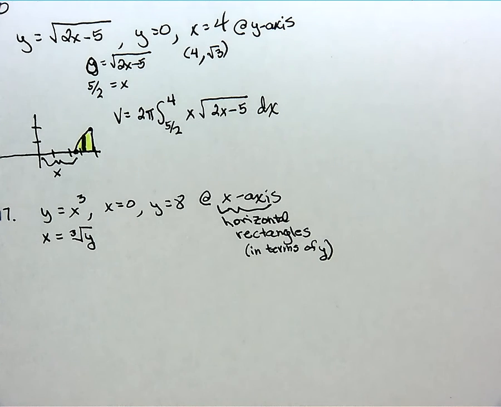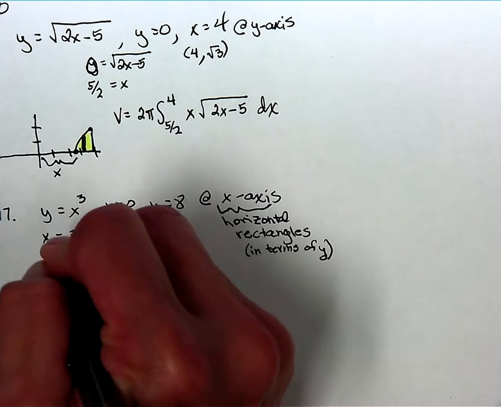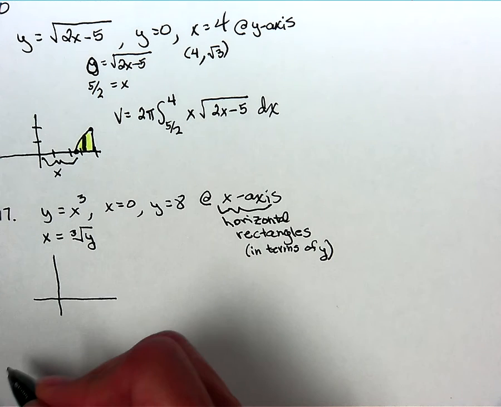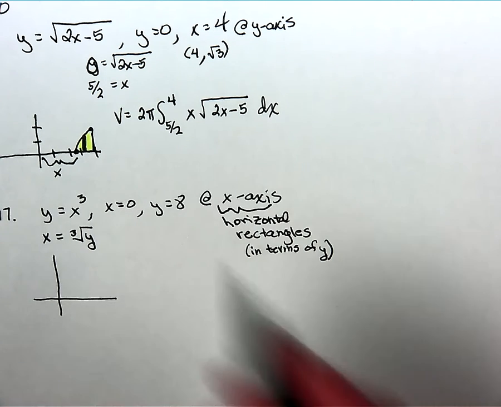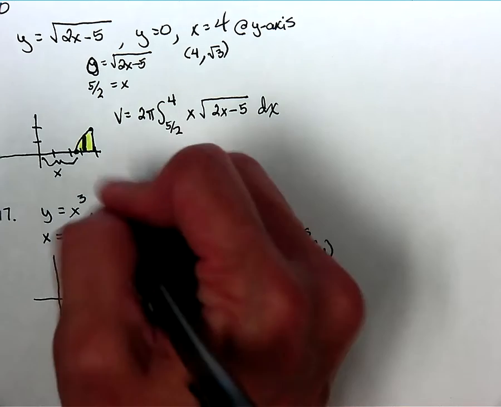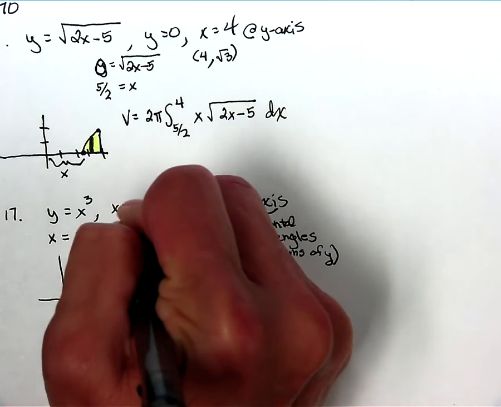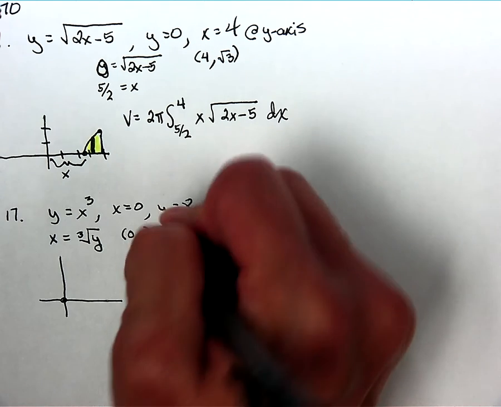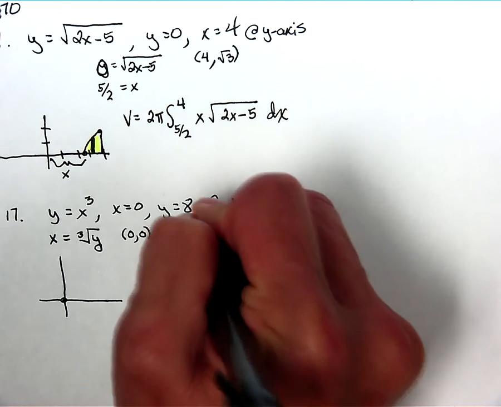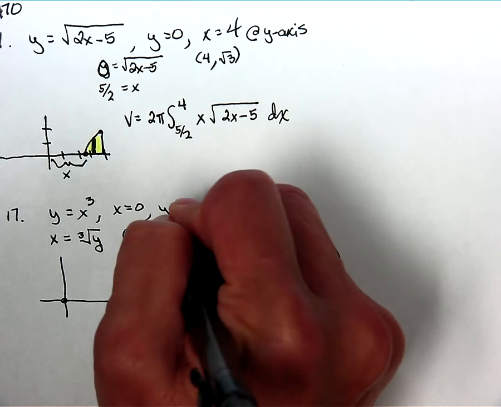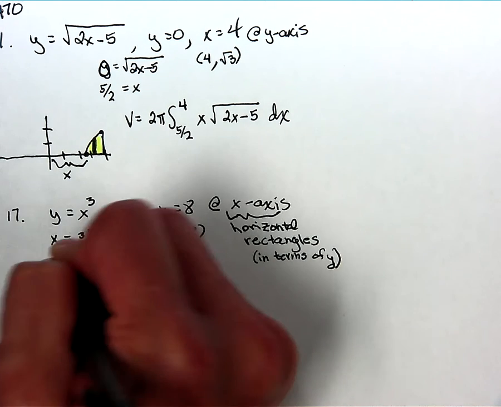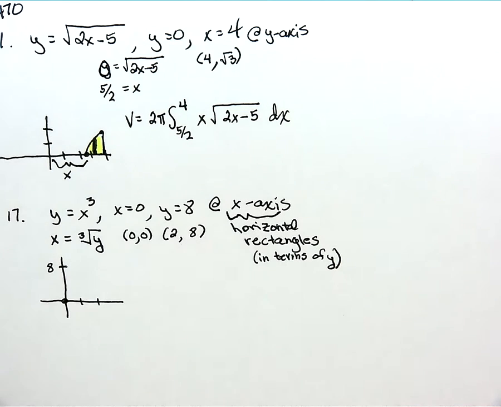Let's see. Go ahead and graph that. Cube root of y. It's easier for me to find some points first. If I let x be 0, I get y 0. It definitely goes through the origin. If I let y be 8, what's x? 2. And so there's 8 somewhere up here.